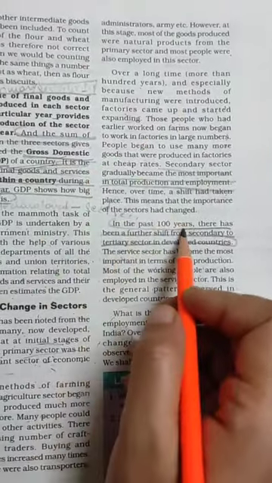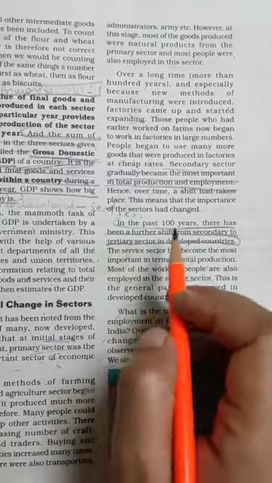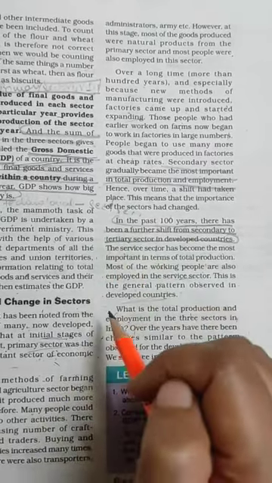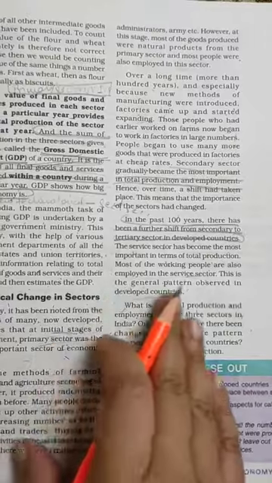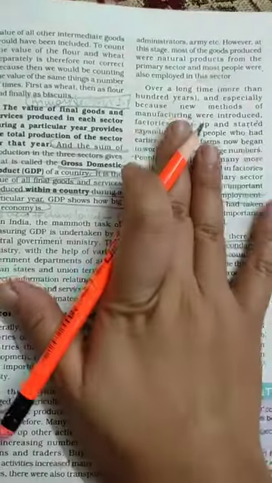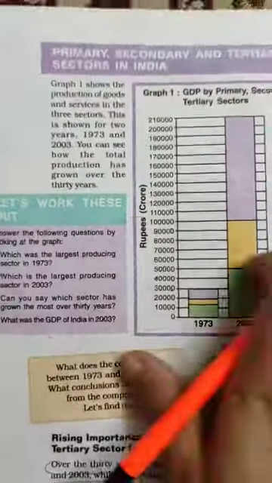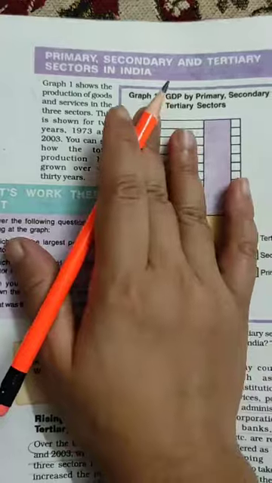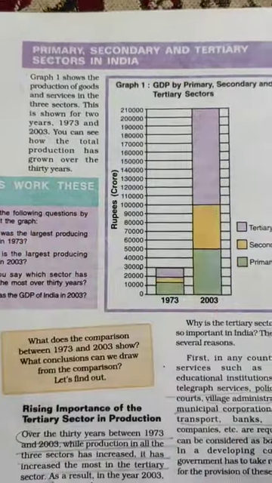In the past 100 years, the tertiary sector has become the most important sector of the Indian economy. Most of the people have shifted from the secondary sector to the tertiary sector. Today we will study the primary, secondary and tertiary sectors in India.